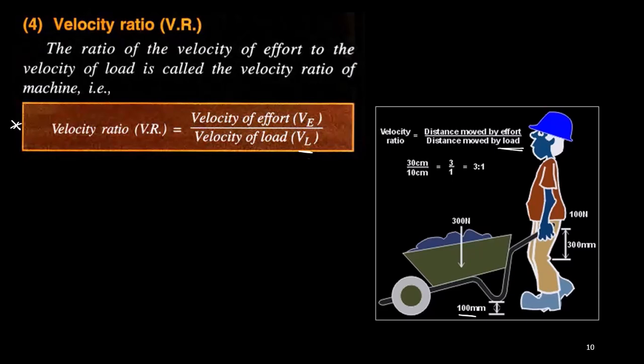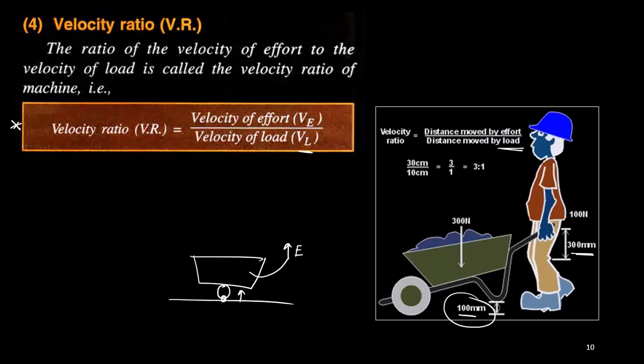Initially, the car is on the ground. Once you apply a force in this direction, that is the effort you are applying, this point is elevated by a distance of 100 millimeters. So this 100 millimeter is nothing but the displacement of the load. Similarly, I am lifting my hand by a distance of 300 millimeters. So 300 millimeters is nothing but the displacement of the effort end.